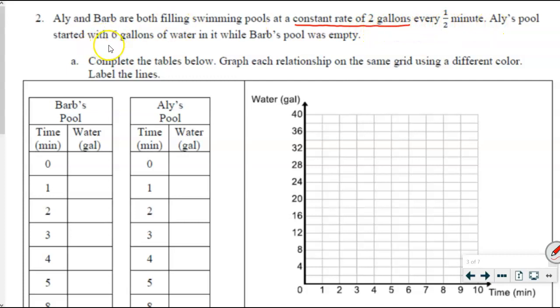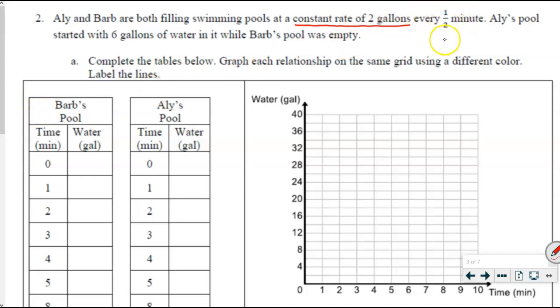Allie's pool started with 6 gallons of water in it, while Barb's pool was empty. Let's start with that information in our table. Again, we're adding 2 gallons every half of a minute. Is this counting by half minutes? No, let's make a change then. I don't want to hurt my brain when I'm building that table, so let's just take care of that now.